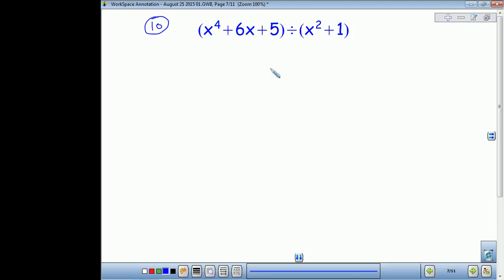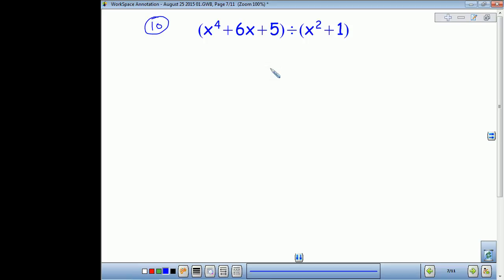Okay, once again, definitely a candidate for long division because my divisor is not a linear binomial with leading coefficient of 1. My divisor is x squared plus 1, so it's a quadratic. I can stop there. Got to do long division.